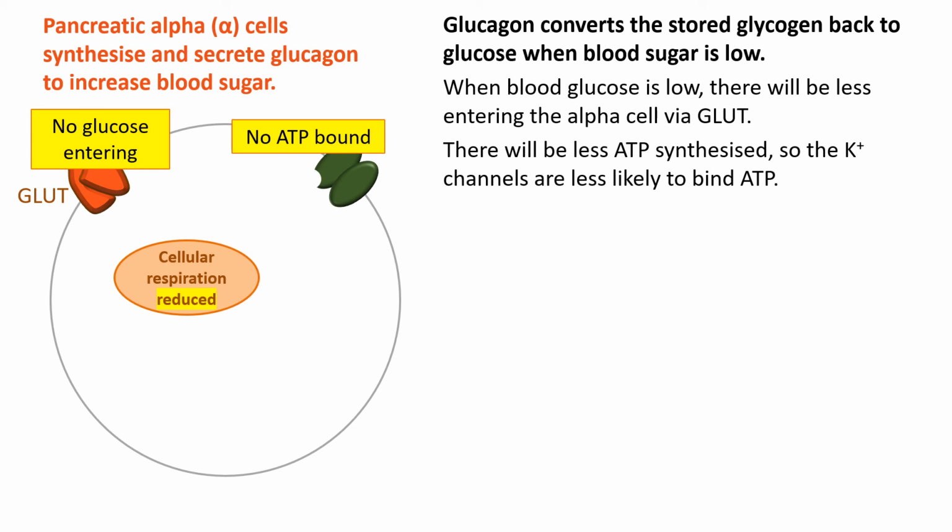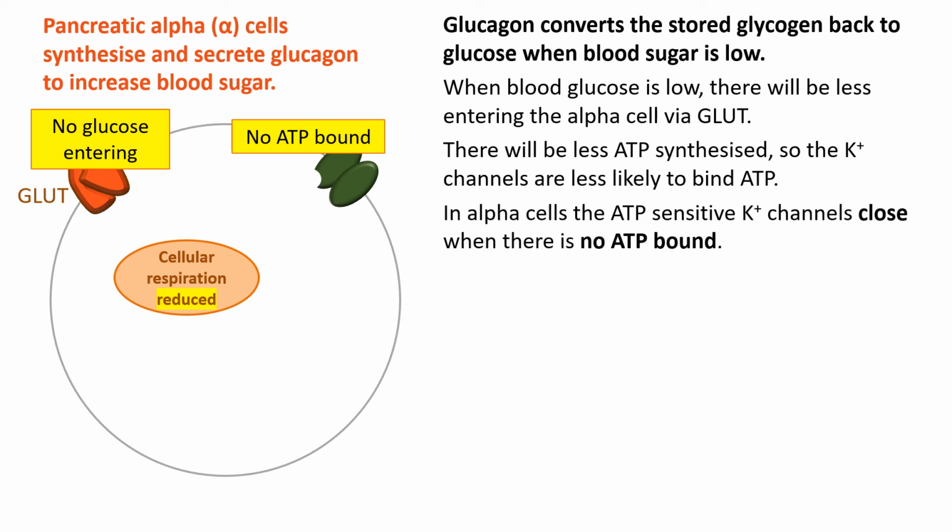The ATP-sensitive potassium channels are going to be less likely to bind ATP because there's not as much available within the cell. Now in alpha cells, here's the key difference really. In alpha cells, the ATP-sensitive potassium channels close when there is no ATP bound. So in our beta cell, if you remember, they closed when there is ATP bound. In this case, they close when there's no ATP bound. So they work in the opposite way.